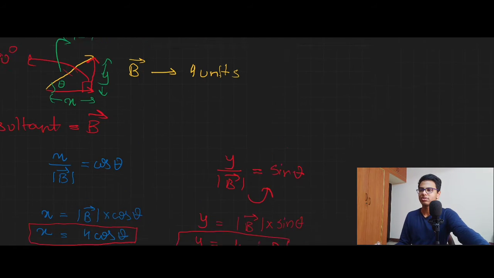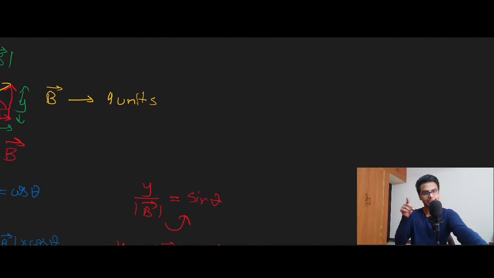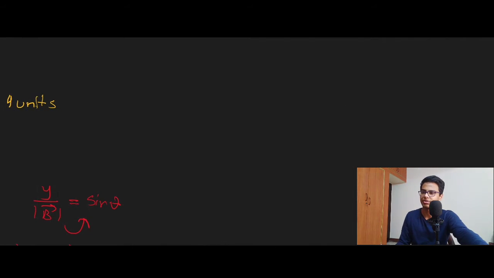Now, let's visualize this exact same B vector on a Cartesian plane. So let's draw our Cartesian plane. Give me a second. Trying to draw it. Really sorry. All right, so this is our Cartesian plane, and this vector over here will become our B vector. I'll just go ahead and write that.